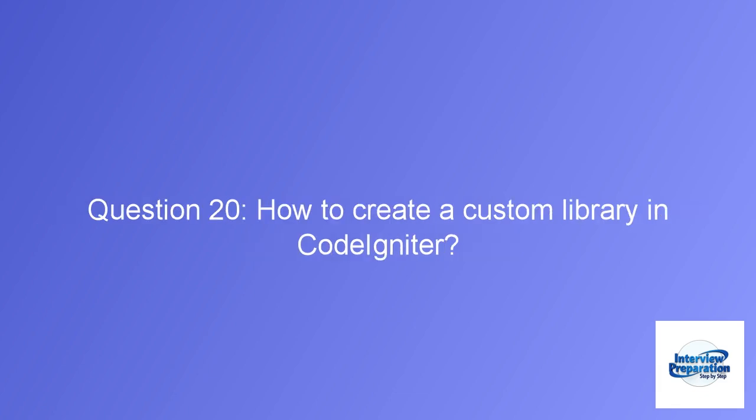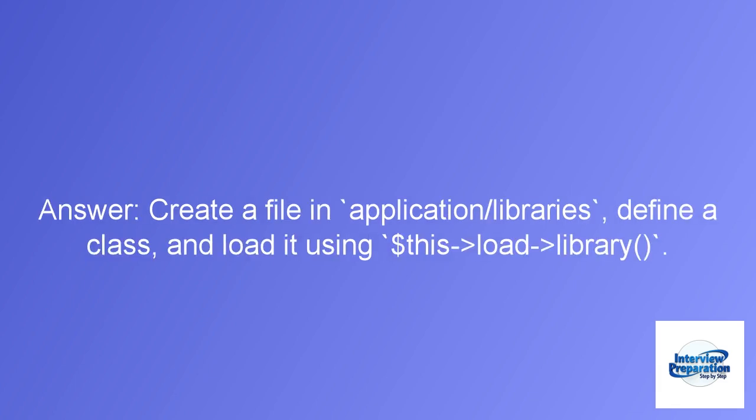Question 20. How to create a custom library in CodeIgniter? Answer: Create a file in application/libraries, define a class, and load it using $this->load->library().